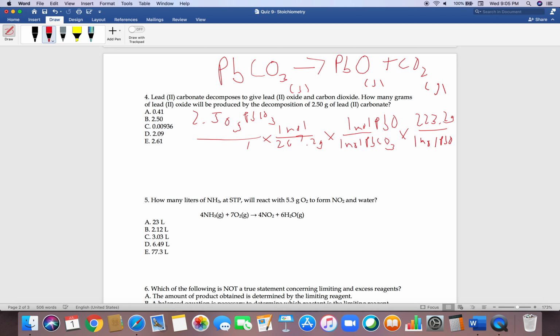grams. So the grams cancel, the moles cancel, and we're left with grams. And we get 2.09 grams. And that is our answer, D.